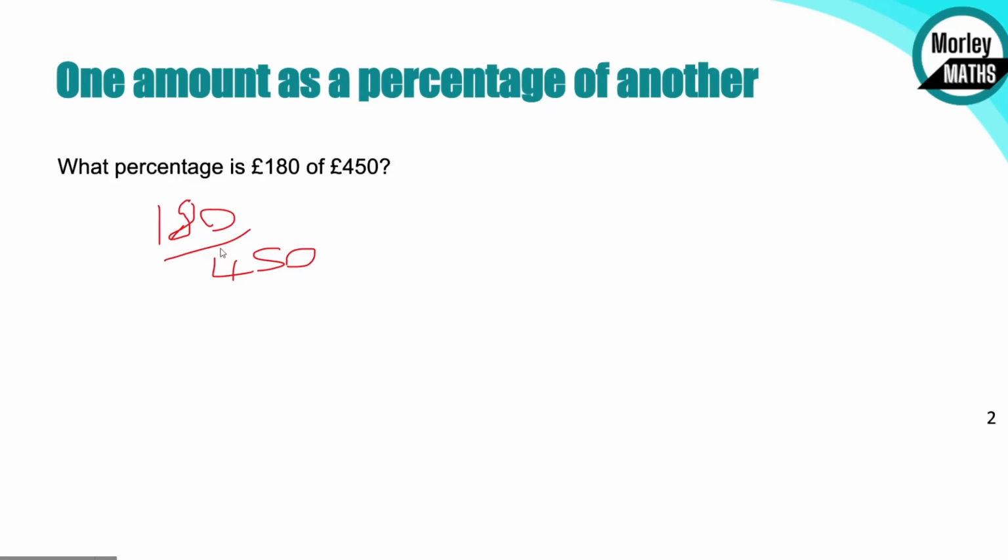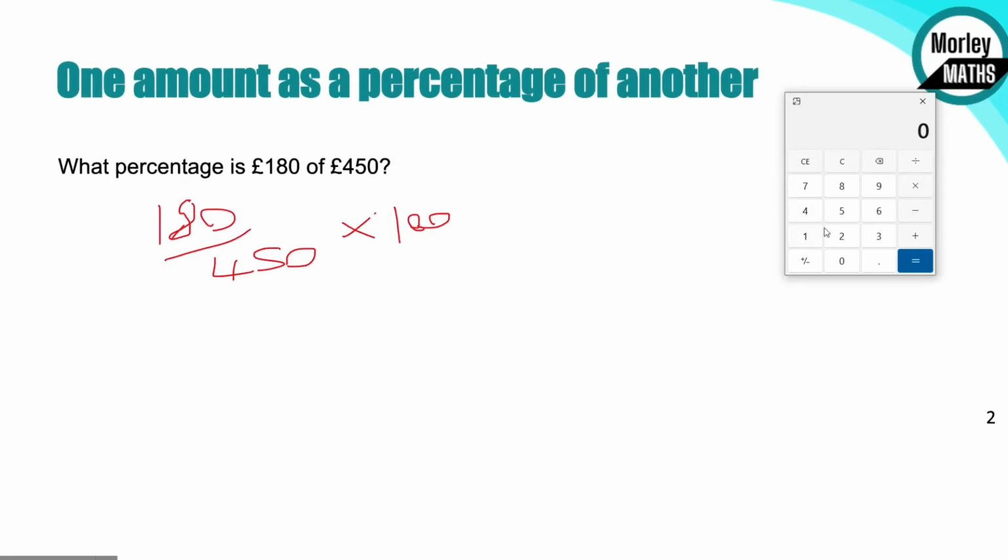We're just going to follow that method of turning a fraction into a percentage. So 180 divided by 450 would turn it into a decimal, times that by 100, and that will give you the answer to this particular question. So let me get the calculator up and we'll have a little go at this question. 180 divided by 450 equals 0.4, times that by 100, and that gives us 40%. So £180 is 40% of £450. It's as easy as that.